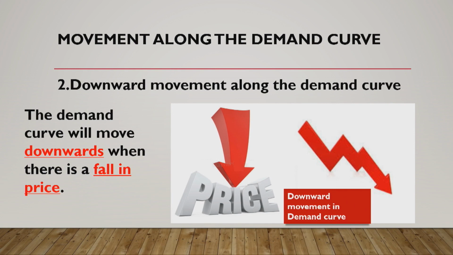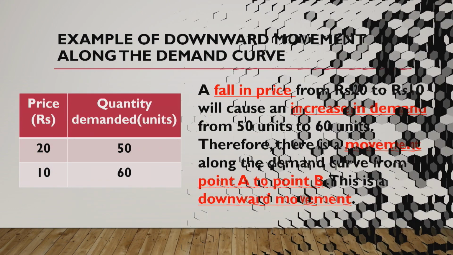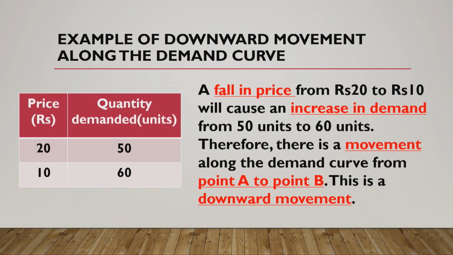Downward movement along the demand curve. The demand curve will move downwards when there is a fall in price. For example, a fall in price from 20 rupees to 10 rupees will cause an increase in demand from 50 units to 60 units. Therefore, there is a movement along the demand curve from point A to point B. This is a downward movement.